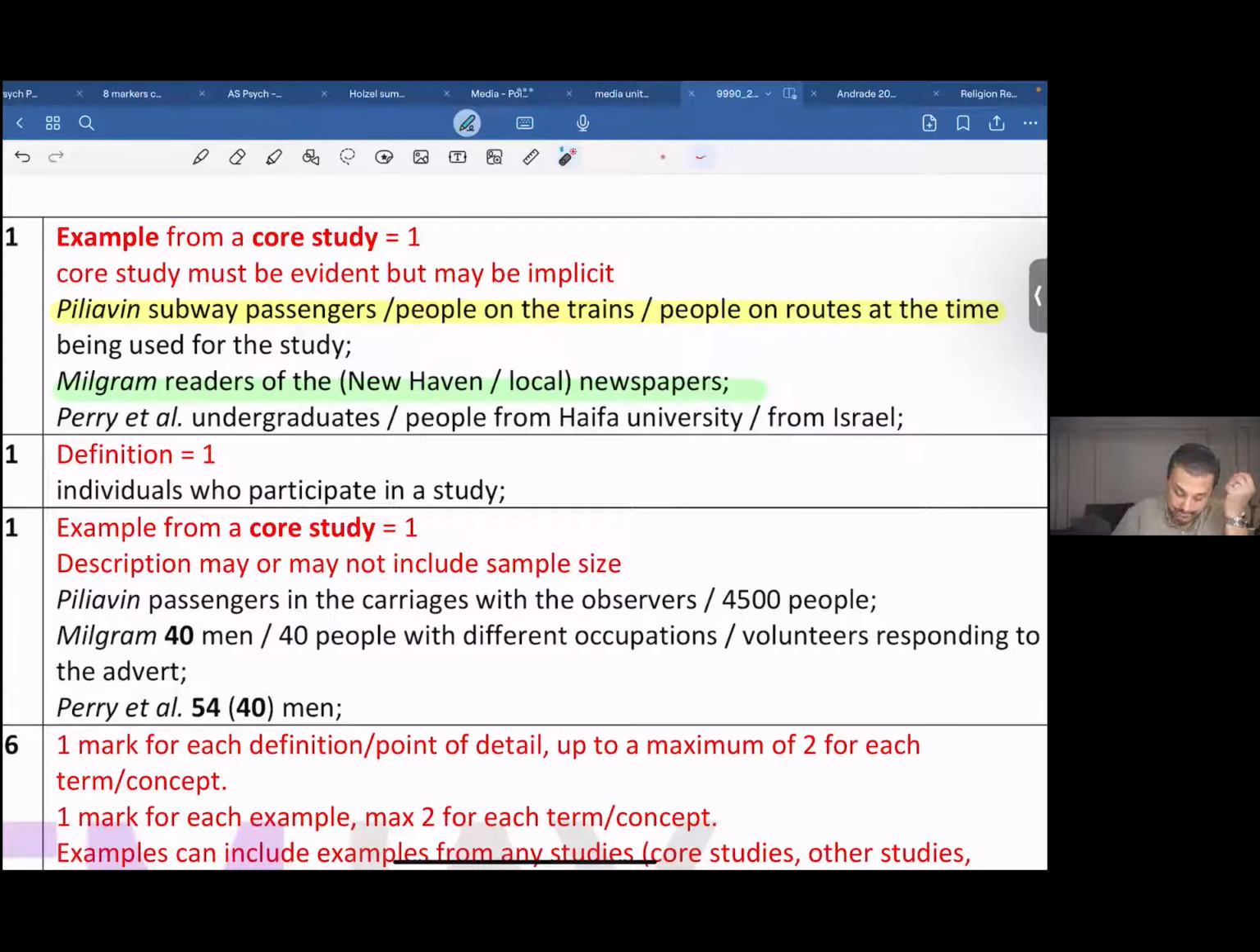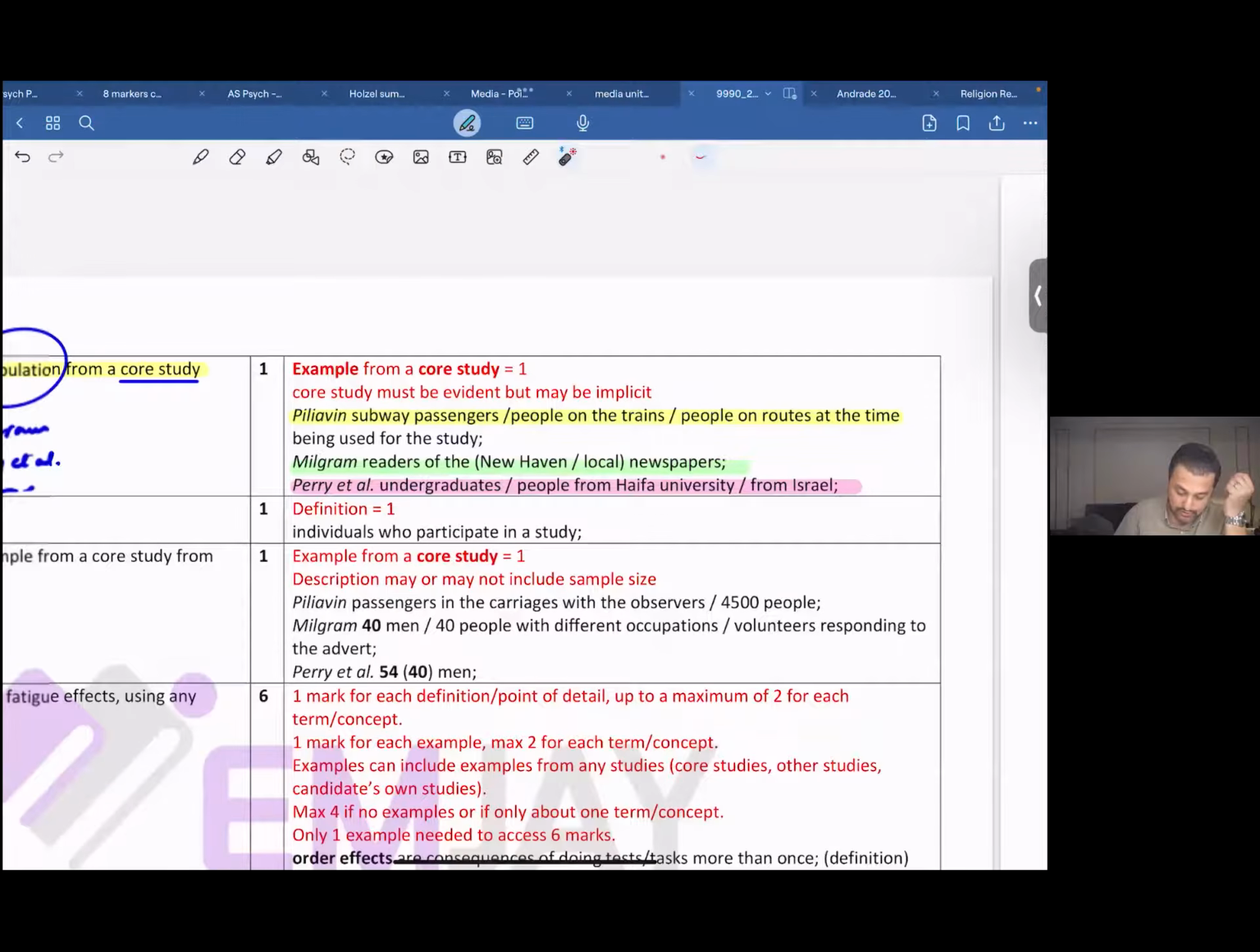If you want to use the examples from the study by Perry et al., you could say undergraduates or people from Haifa University, and the people from Haifa University were from Israel. So here you go, a 1 mark question.